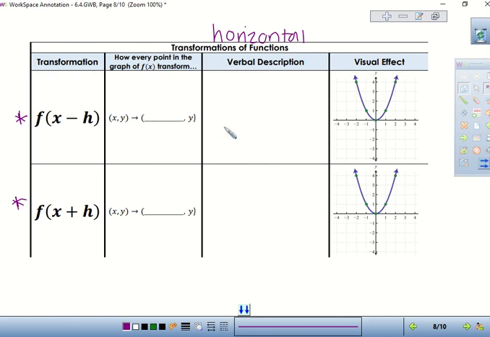So the thing about horizontal that's confusing as opposed to vertical is everything's the opposite, okay? So in this case, what do you think is happening here? It's a horizontal shift to the right. Yes, good. So it actually takes x and adds an h to it. So it's always going to be the opposite of what you expect. That's why horizontal can be tricky. So that's actually moving it to the right.